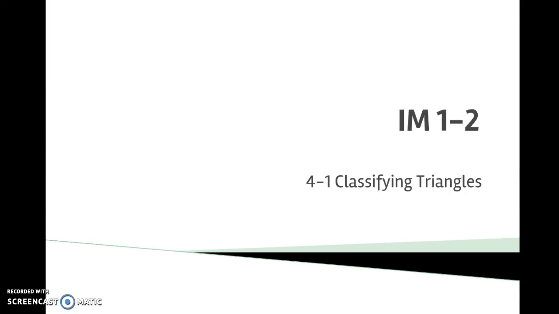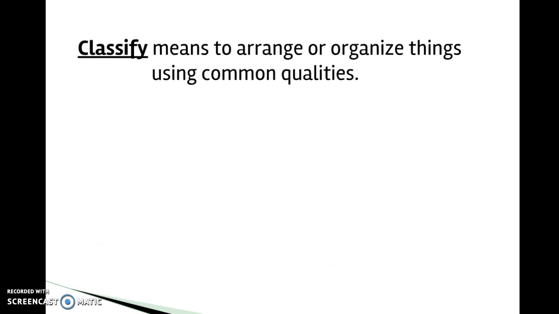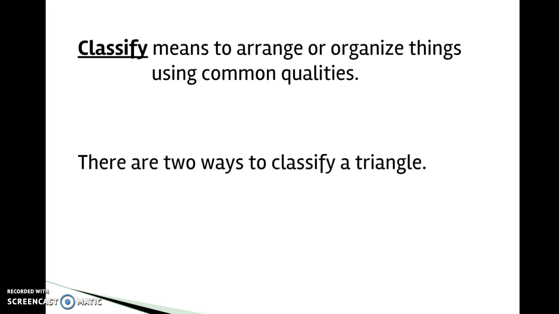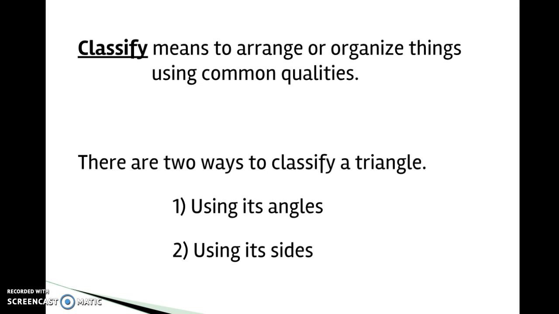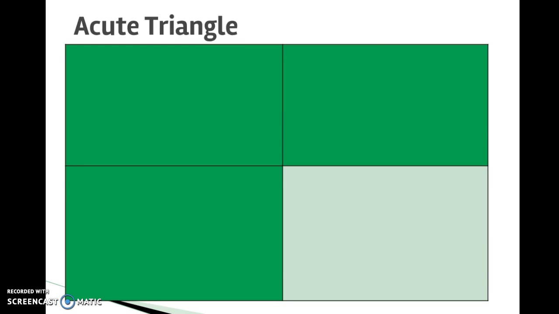Unit 4 deals with triangles. So 4-1 is classifying triangles, being able to name everything about it. Let's get through this fairly quickly to get to the examples on the bottom. Classify means to arrange or organize things using common qualities. There are two ways to classify a triangle, using its angles and using its sides.